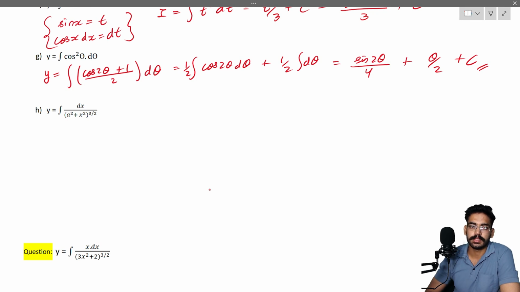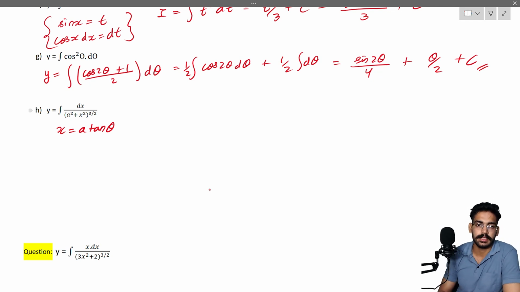So what will you substitute? Now you will use a trigonometric ratio. I will substitute x equal to a tan theta. Why did I substitute a tan theta? If I substitute here a square tan square theta, then I take a square common, and 1 plus tan square theta is an identity, right? So by that I can resolve it. Let's see, if I substitute, what is the dx value coming? Differentiation of a tan theta is a sec square theta d theta.